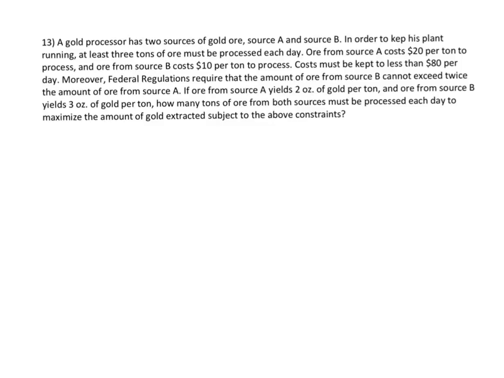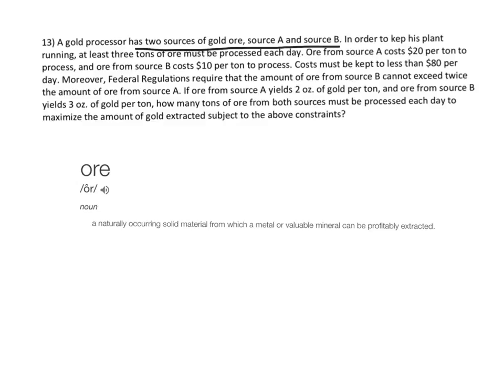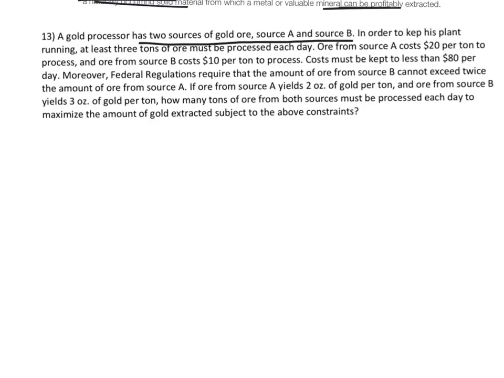A gold processor has two sources of gold ore, source A and source B. If you're curious what ore means, it's a naturally occurring solid that they extract to make money. So there's two sources of gold ore. In order to keep this plant running, at least 3 tons of ore must be processed each day.